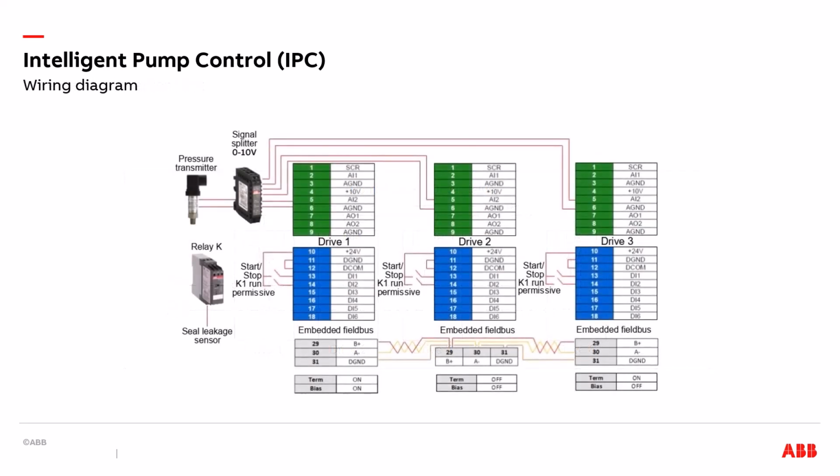In this example that we're going to use today, the pressure transmitter goes to a single splitter/isolator with an output of 0 to 10 volts being applied to each individual drive.